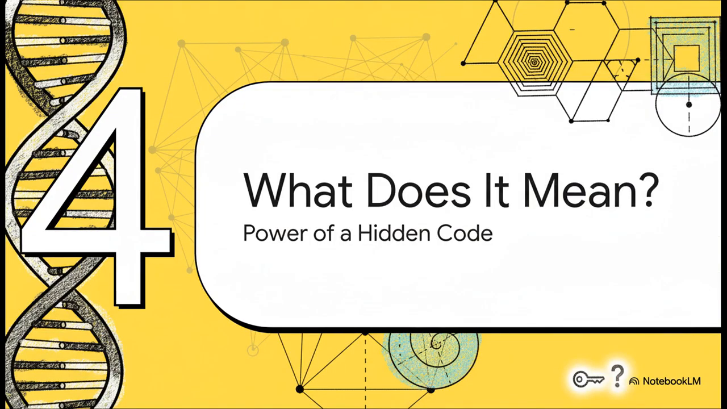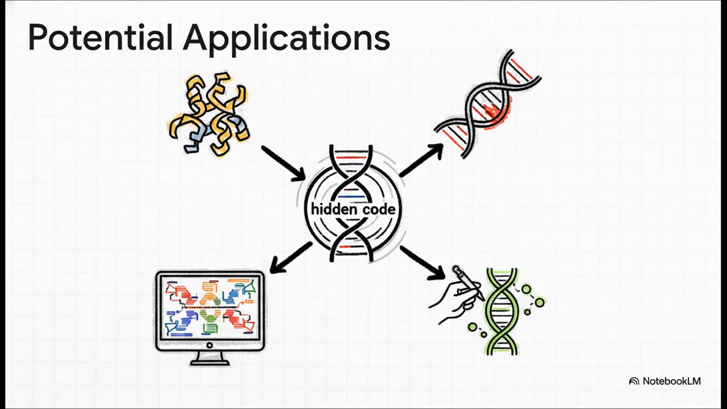Okay, so let's just imagine for a second that this mathematical order is real. What would that actually mean? Why would a hidden code like this even matter? This is where we get into the really mind-bending implications. According to the paper, the applications could be, well, world-changing.